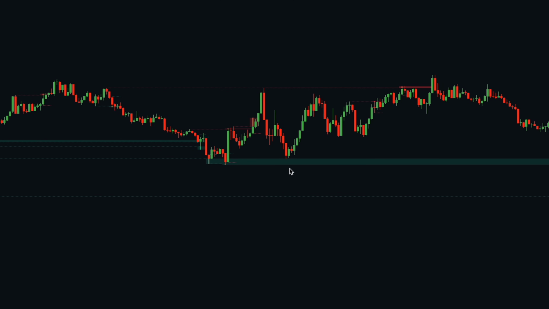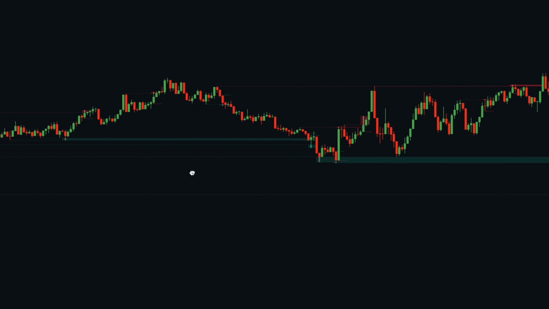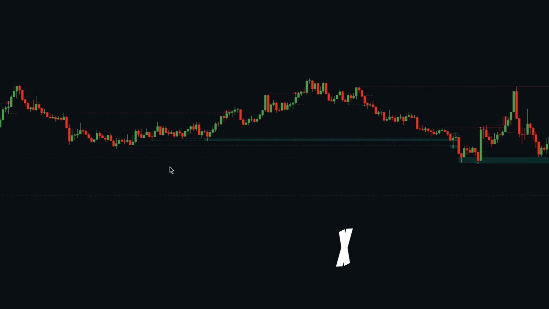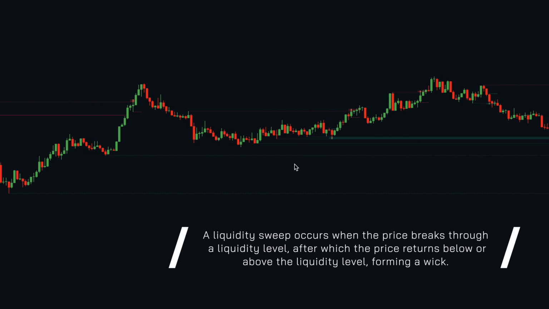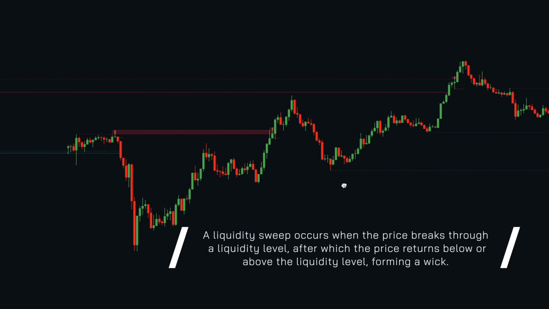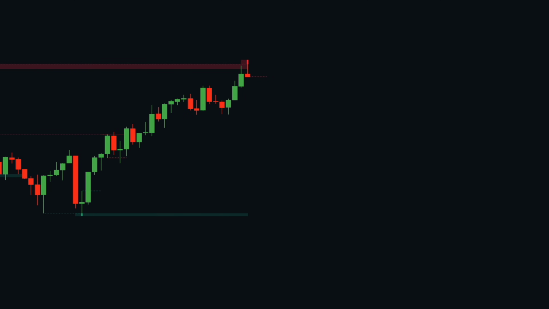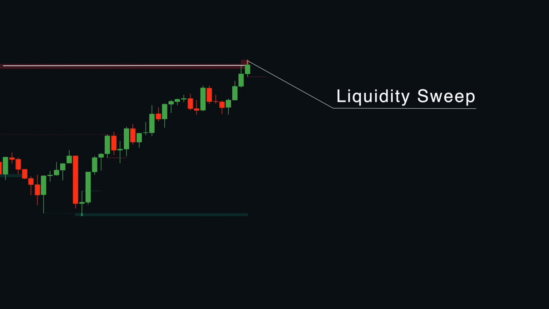In the event of a liquidity sweep, a sweep area is created which may provide further areas of interest. A liquidity sweep occurs when the price breaks through a liquidity level, after which the price returns below or above the liquidity level, forming a wick. The script provides two options when this can happen.